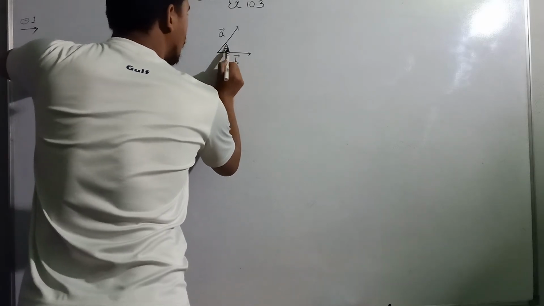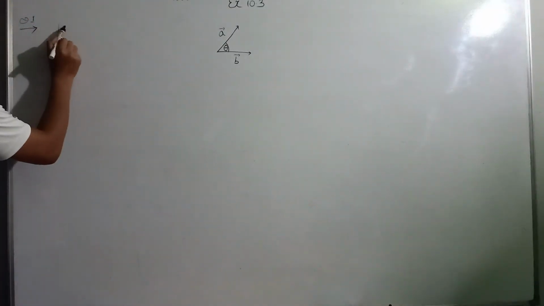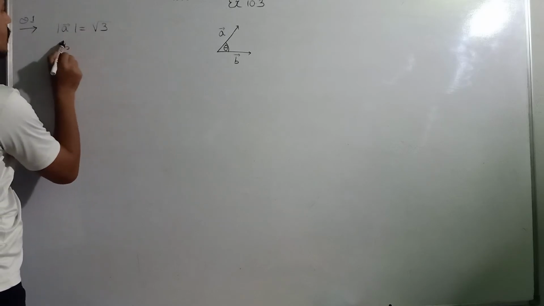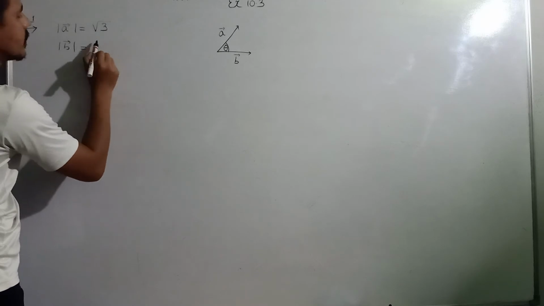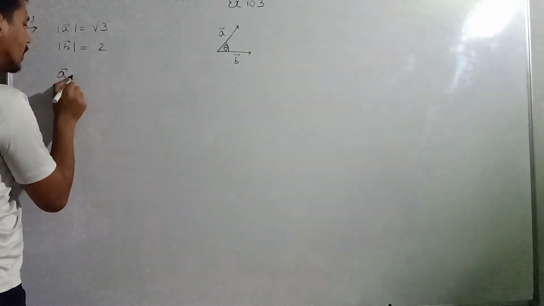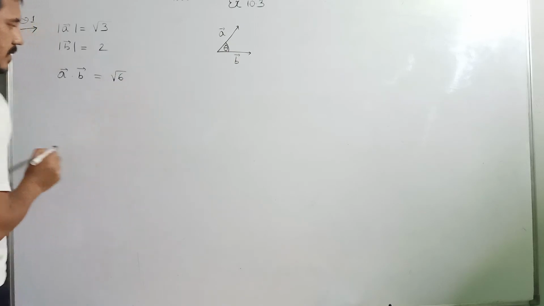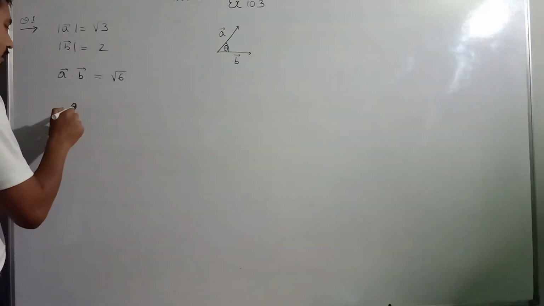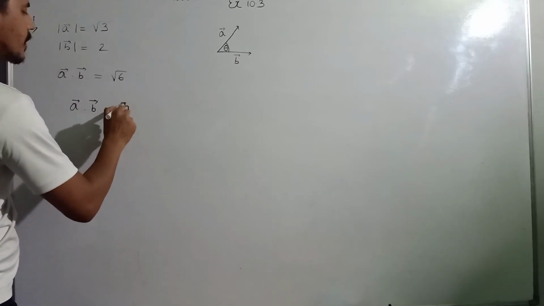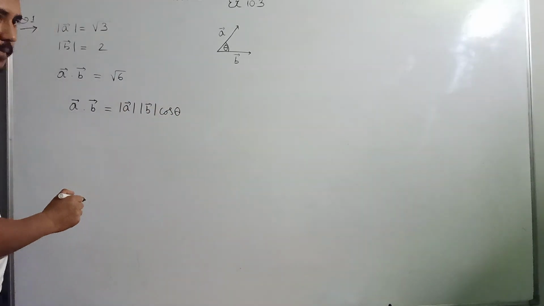Let theta be the angle between the vector A and B. Magnitudes of A and B are given. Magnitude of A is given to be square root of 3. Magnitude of B is given to be 2. Also, it is given that the scalar product of A and B is square root of 6. Now, from definition, we know that the scalar product or dot product of any two vectors is given by magnitude of A times magnitude of B with the cos of the angle between them.